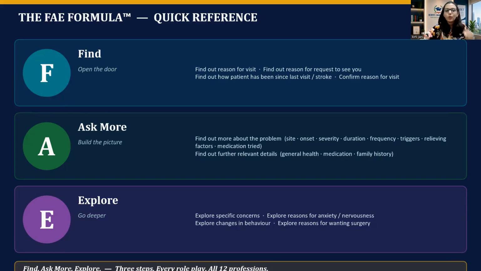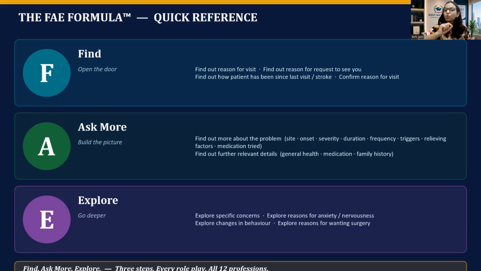And E is explore, where we are going deeper into a specific point. We are trying to learn more about the problem. So that is the FAE formula. And once you gather all the information, you need to repeat or paraphrase it. Why? Because when you are repeating the information, you are making sure that you have understood your patient correctly, and then you can make a right diagnosis and right decisions. So you need to understand your patient, and so you are paraphrasing.